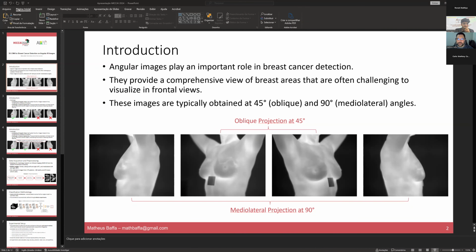disease. And these images are usually obtained at 45 degrees, which is called the oblique images, and also 90 degrees, the medial-lateral angles. In this example here, we have the oblique projections at 45, so we have both images from the left and right, and the medial-lateral projection at 90 degrees, also to the left and to the right. But analyzing this type of images is quite challenging.